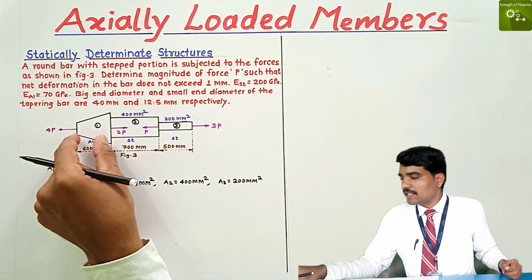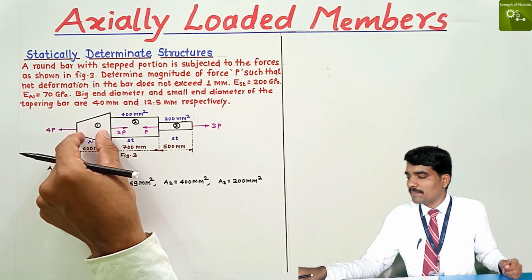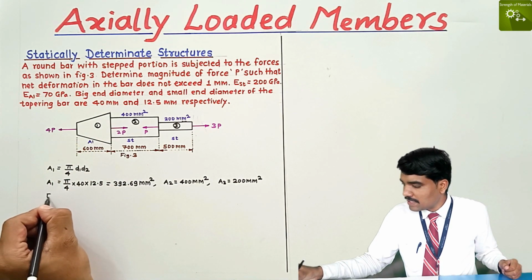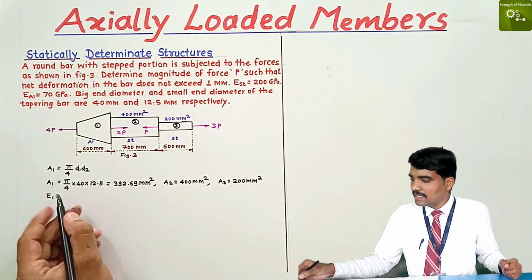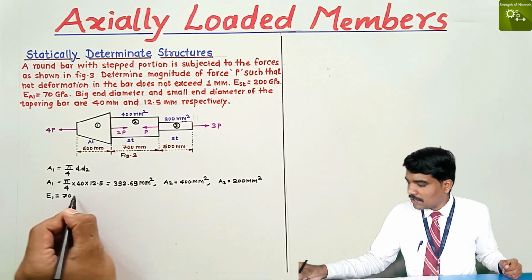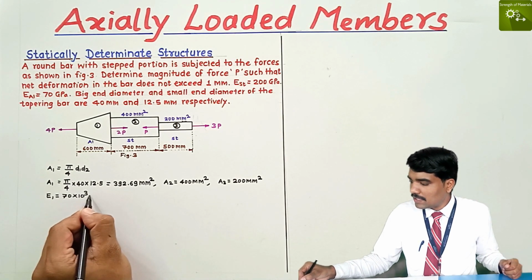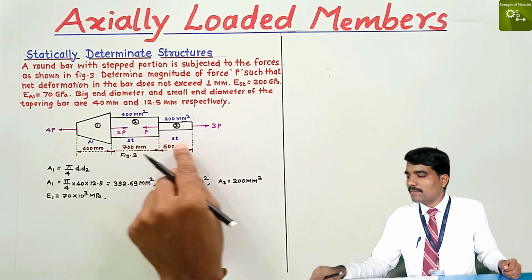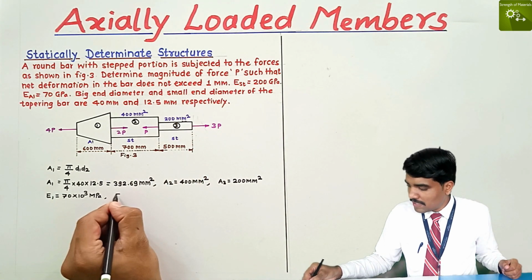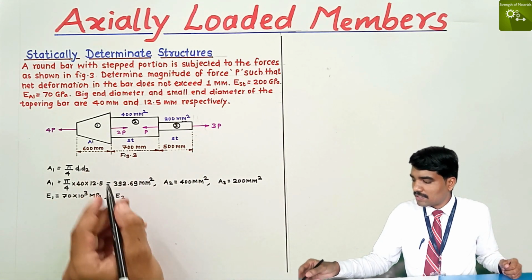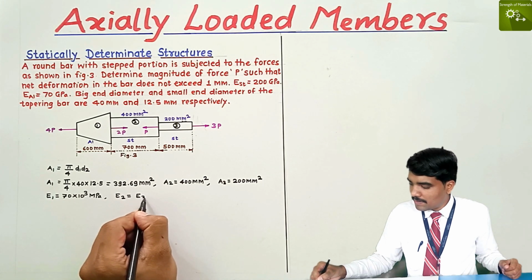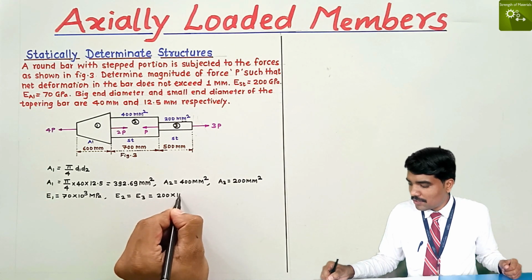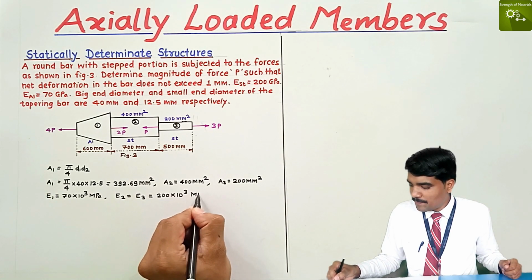Then modulus of elasticity for aluminium. This is the first member. It is made by aluminium and its modulus of elasticity, means E1, that E1 is 70 GPa, convert into MPa, 70 into 10 raised to 3 MPa, Newton per mm square. And second and third members are made up of steel. That's why the modulus of elasticity for second member E2 and for third member E3 is the same, and it is 200 GPa. Convert into MPa, 200 into 10 raised to 3 MPa.